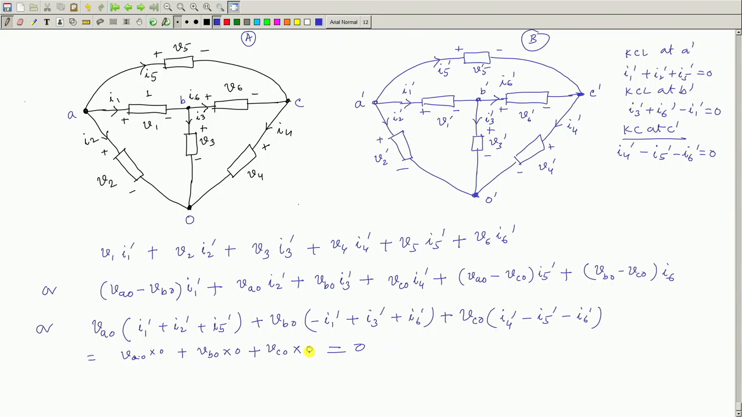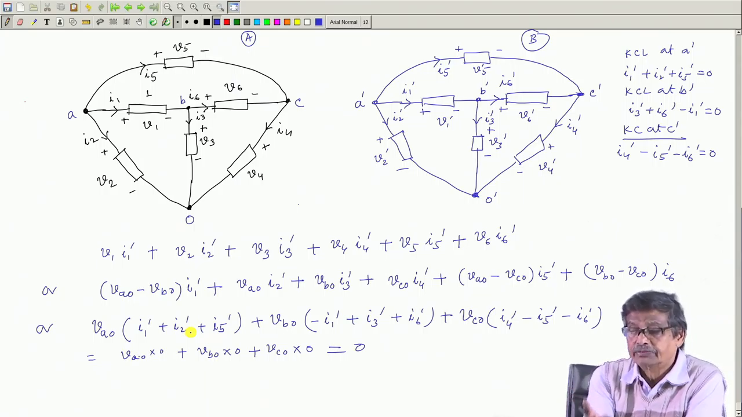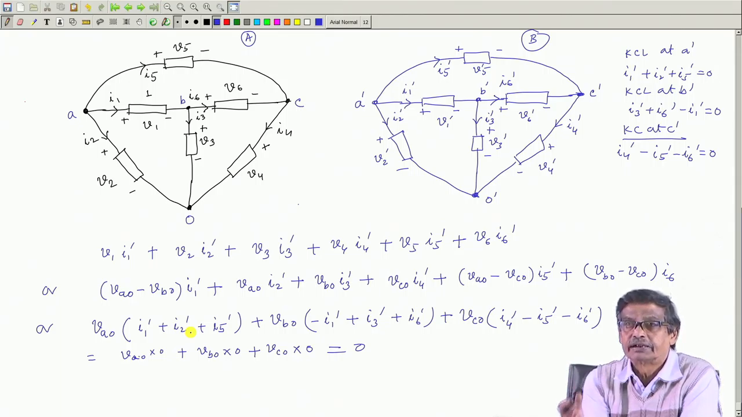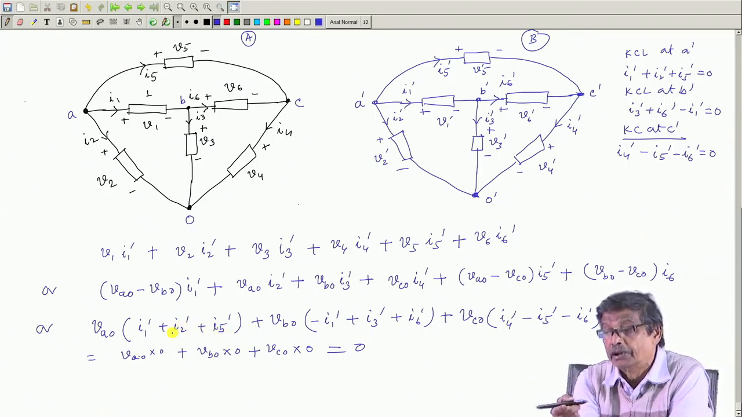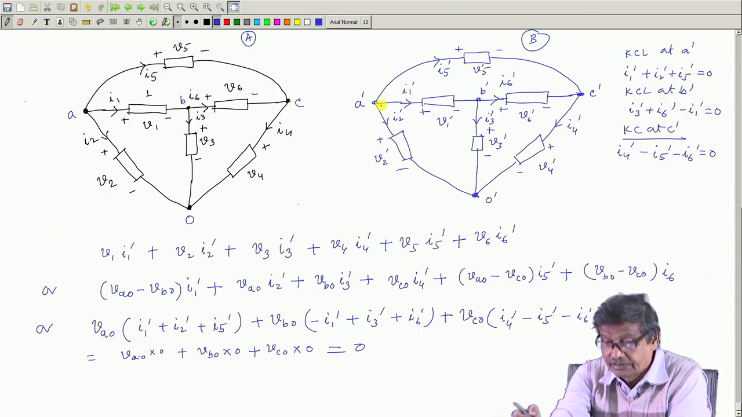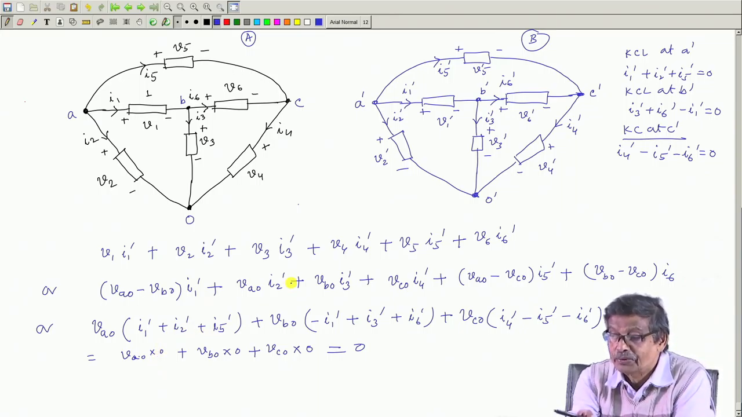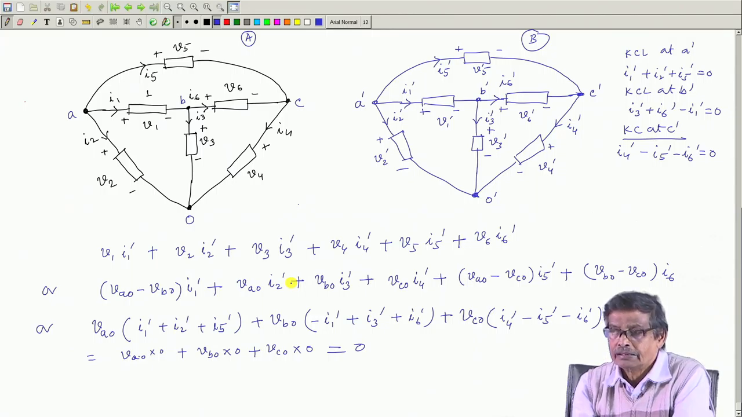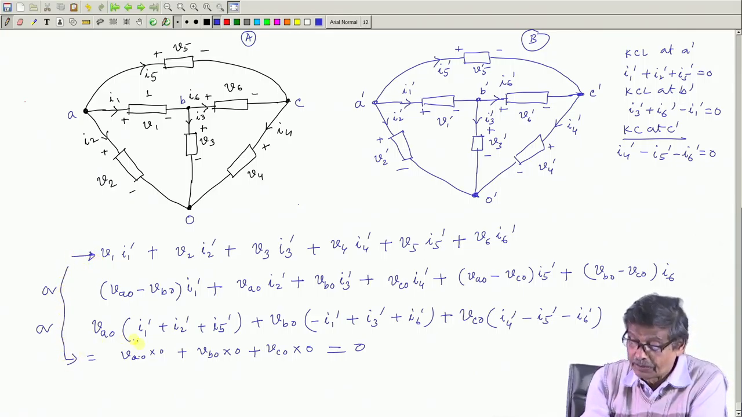This is the most interesting part. See, no matter, these two circuits are independent. I1, I2, I3, I4, I5, I6 will be totally different from I1 dashed, I2 dashed, I3 dashed, I4 dashed, I5 dashed and I6 dashed. But I1 dashed, I2 dashed and I5 dashed when added must be 0, because it is the compulsion of this network to satisfy KCL at all the nodes A dashed, B dashed and C dashed. So, VA0 is multiplied with a term which is KCL at nodes A dashed, B dashed, C dashed, and they are 0. That is why we say that, and we started with this and then came to this to establish that this indeed is 0.